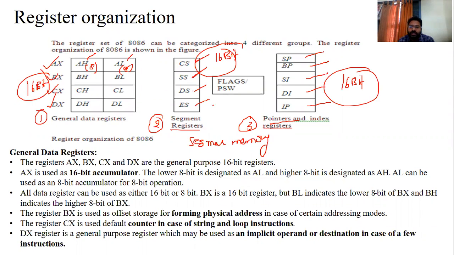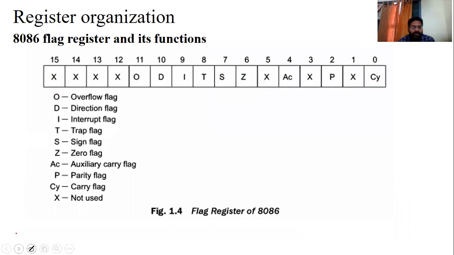Another category of register is the flag register. Flags is also a 16-bit register. You have different types of flags: carry flag, parity flag, auxiliary carry flag, zero flag, sign flag. T means trap flag, I means interrupt flag, D means direction flag, and O means overflow flag. So there are different types of flags.